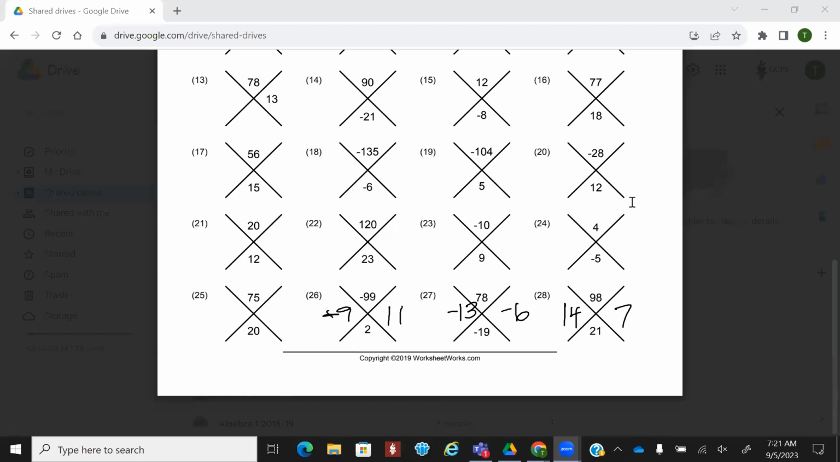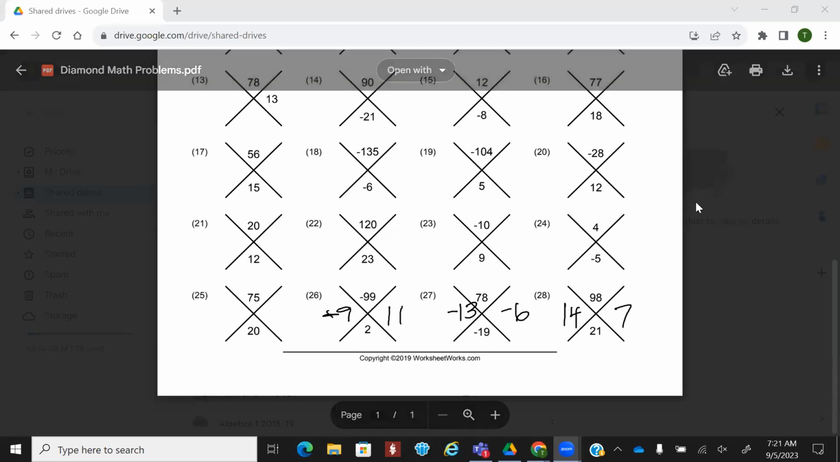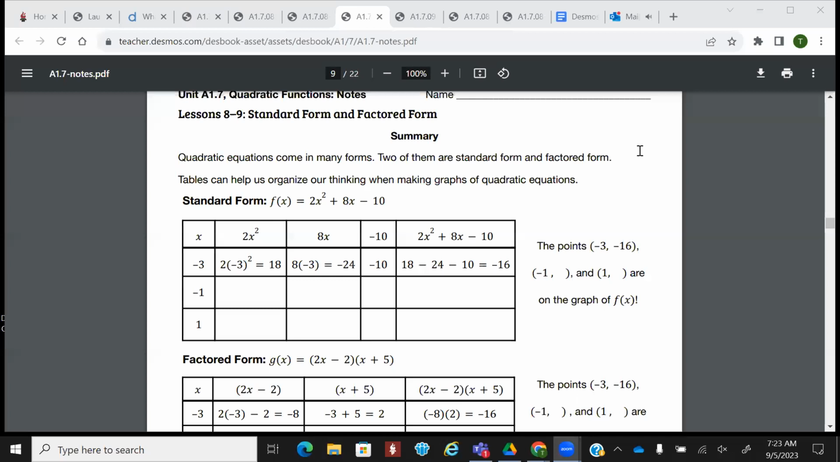So if this is something that is uncomfortable or you don't have those multiplication skills. Okay. So there are 2 different forms that we're going to talk about. So we've been talking about quadratics, and there are 2 different forms.